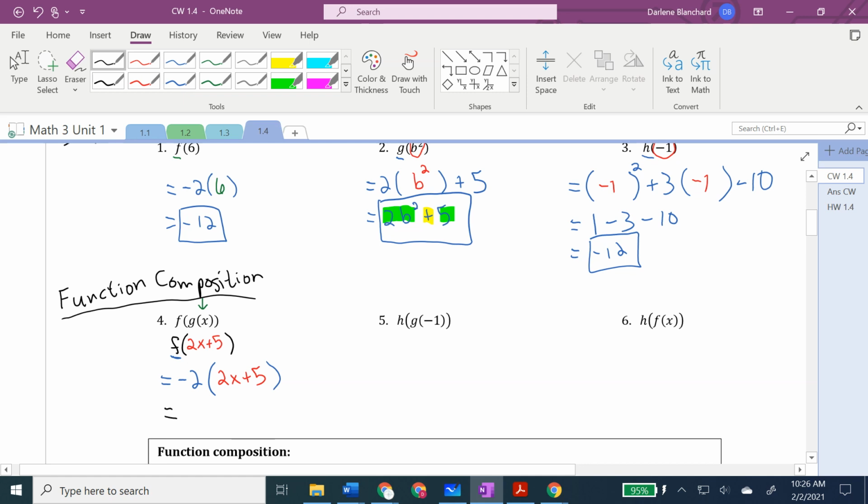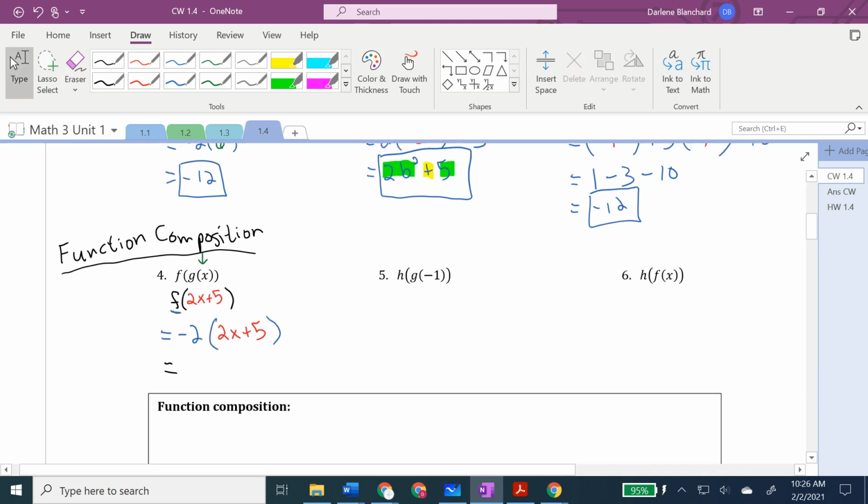Now, realize that once you have plugged in or substituted in and gotten to this point, you're done with the notation. You want to then just step back and look at what that is telling you. And this is telling you you're multiplying negative 2 by parentheses 2x plus 5. So you're distributing the multiplication of the negative 2.